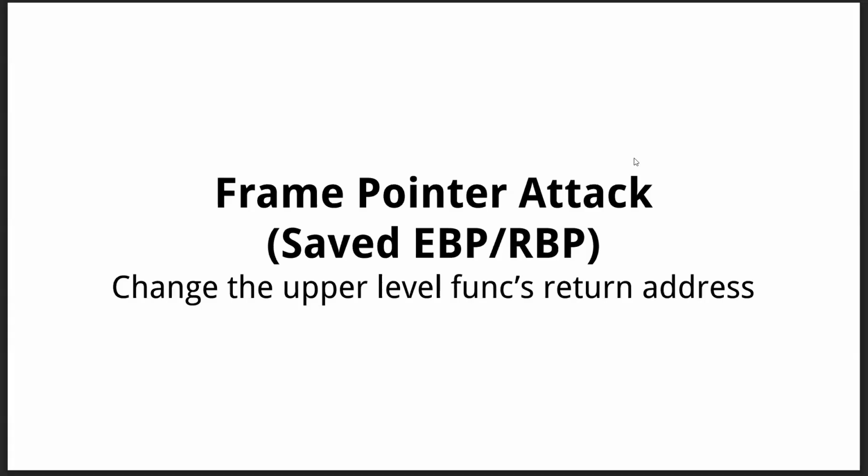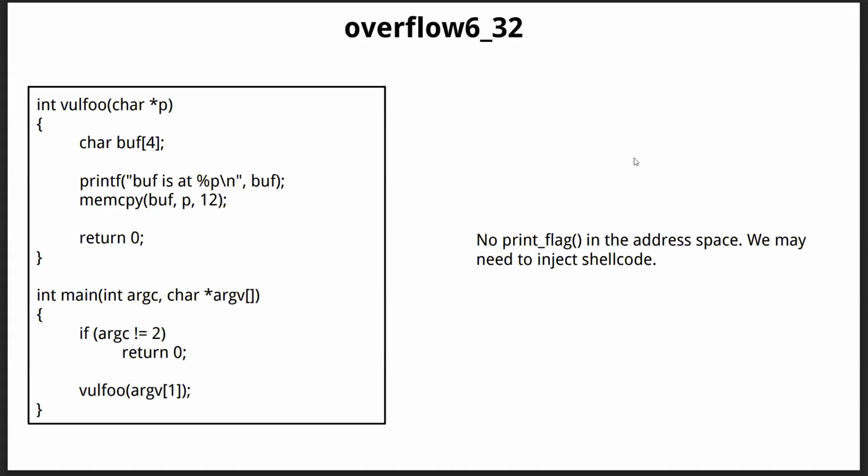Let's say main function calls valfoo. If you overwrite valfoo's return address, when valfoo returns, it returns to your shellcode. But if you overwrite valfoo's saved EBP, then valfoo still returns to whoever calls it, which is the main function. But when main function returns, it will use whatever EBP points to to find the return address. So you are actually changing the upper level function's return address, the main function's, not valfoo's. So let's look at this example.